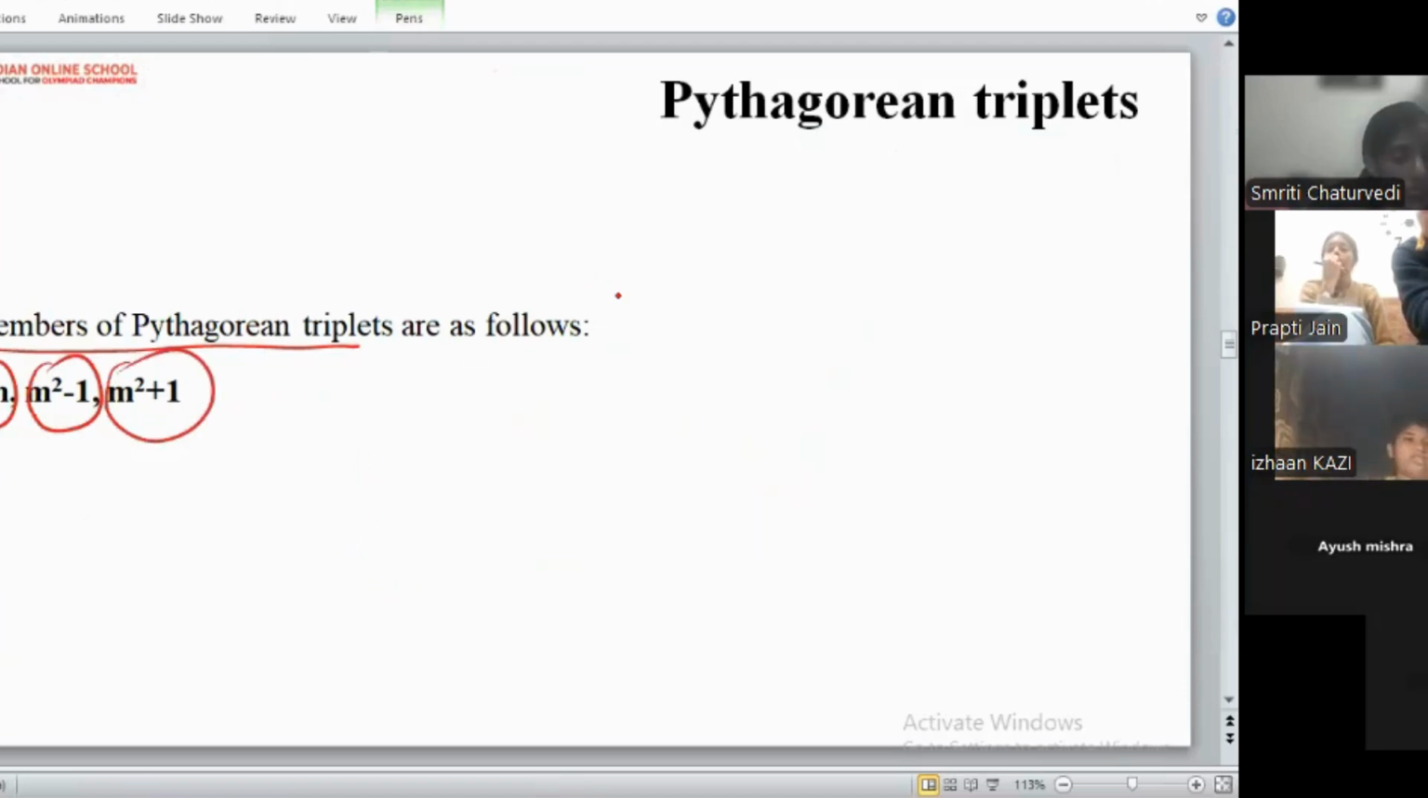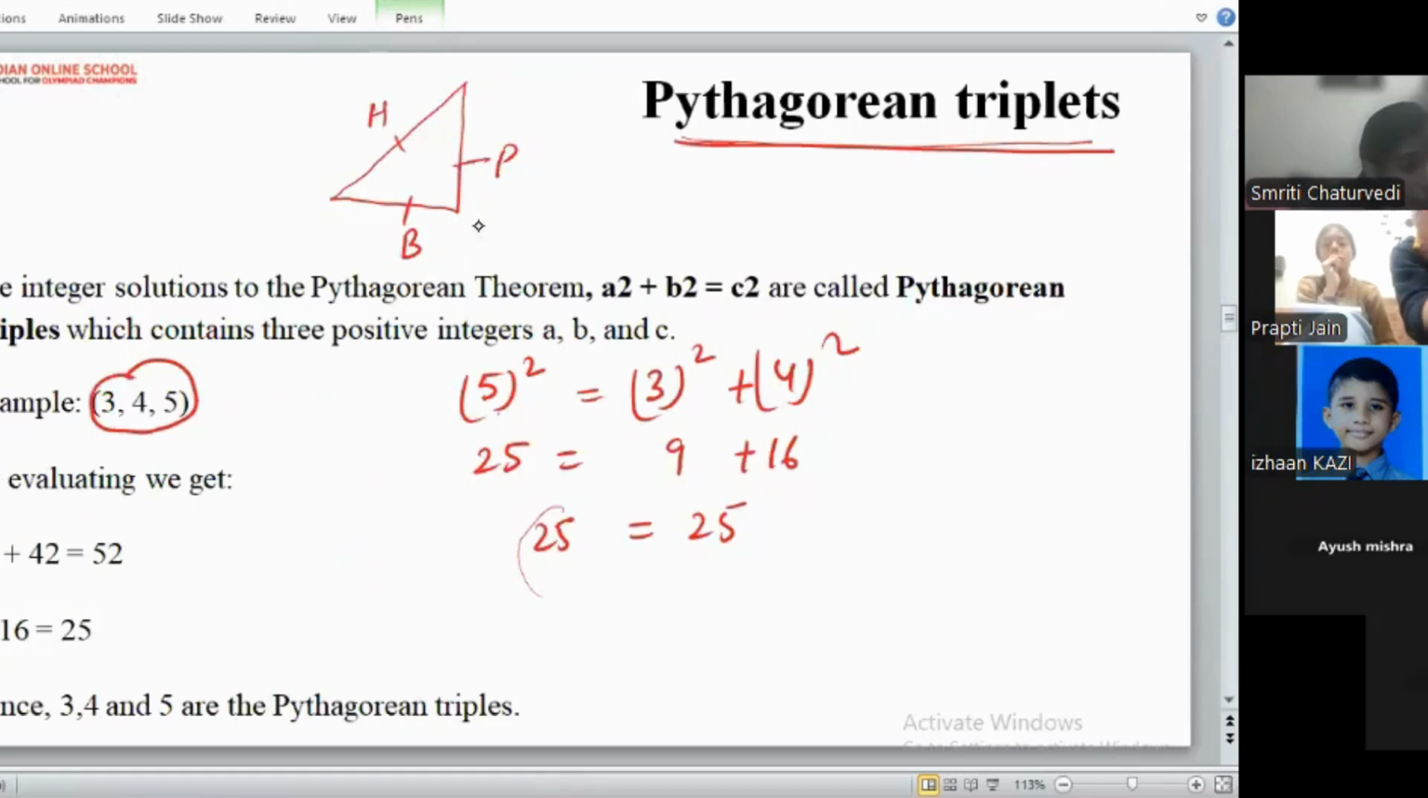Correct? Ma'am, what does P mean? On the left side there is height. Height is the perpendicular we are taking. P means perpendicular. B means base. On the right side there is the hypotenuse.